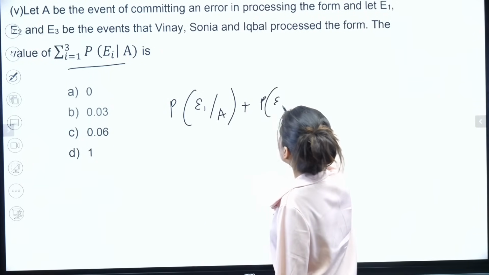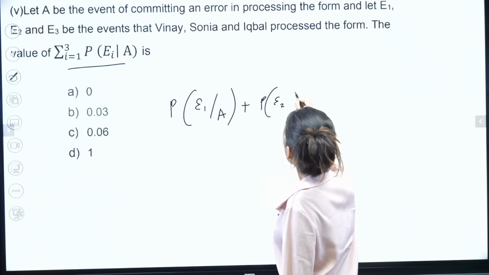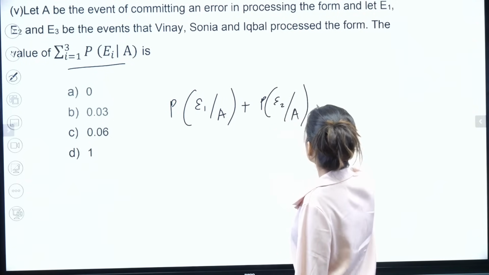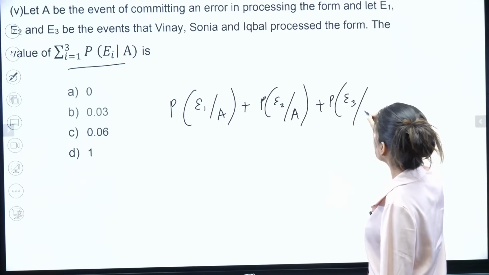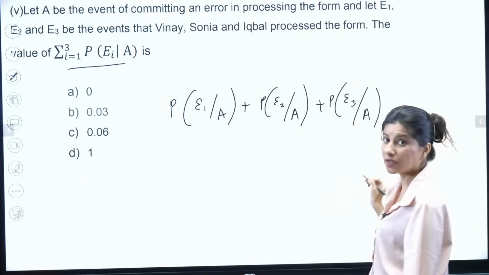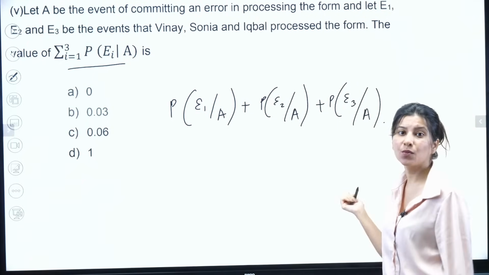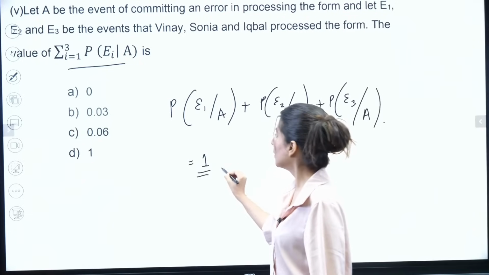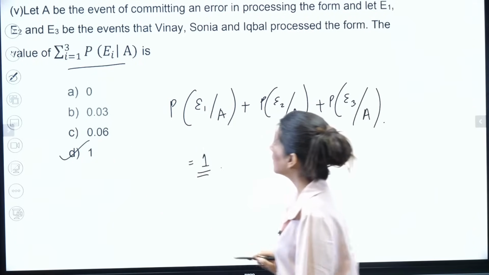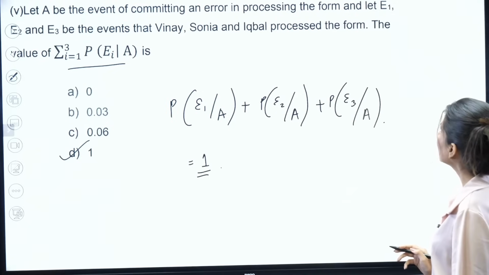Probability that Sonia has processed the form given that error has occurred. Probability that Iqbal has processed the form given that error has occurred. This is what they are looking for. So this is actually going to be 1. Right? This is going to be 1. So option D is absolutely right.